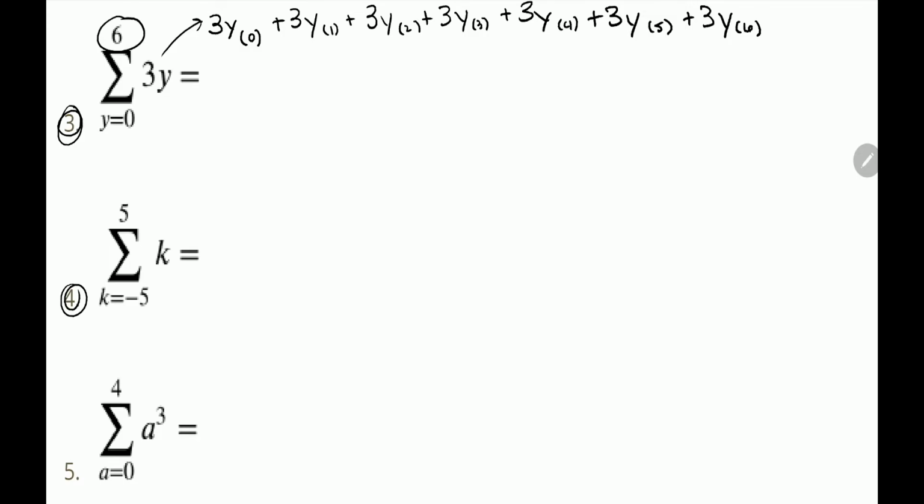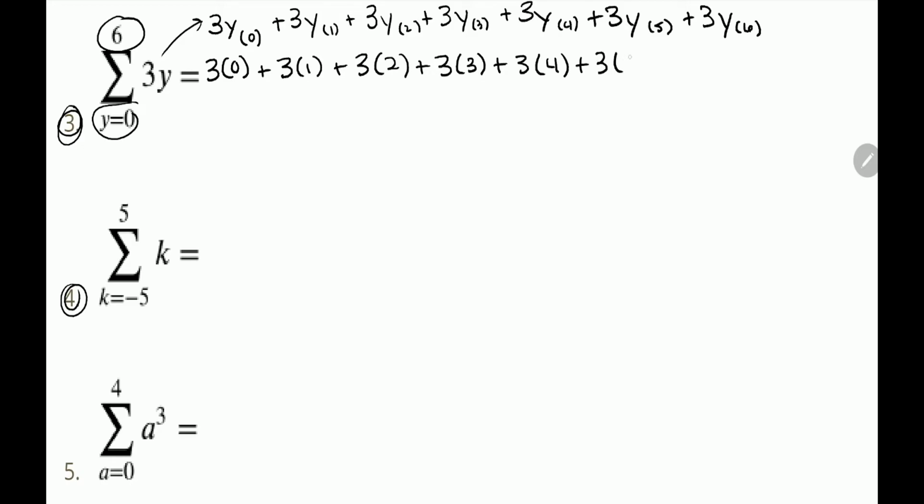Again, we stop at 6 because that's the number on top. We started at 0 because that's the number on bottom. And we're really just replacing y with these numbers. So 3 times 0. Instead of 3 times y, we have 3 times 1. Instead of 3 times y, we have 3 times 2, and so on. We're just replacing y with each number between our upper and lower bound and adding these numbers together.